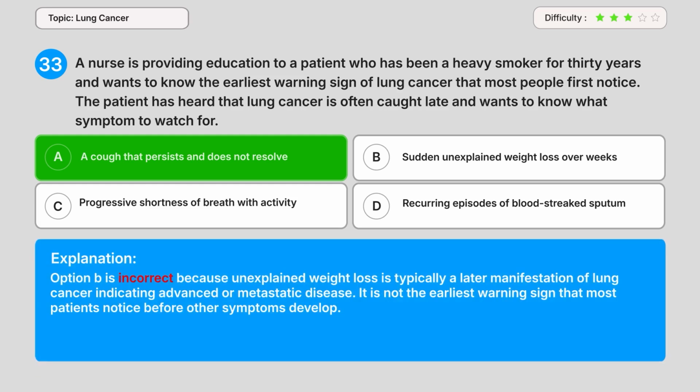Option B is incorrect because unexplained weight loss is typically a later manifestation of lung cancer, indicating advanced or metastatic disease. It is not the earliest warning sign that most patients notice before other symptoms develop.